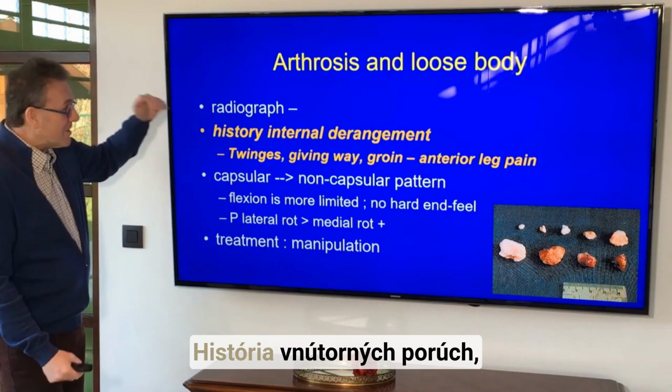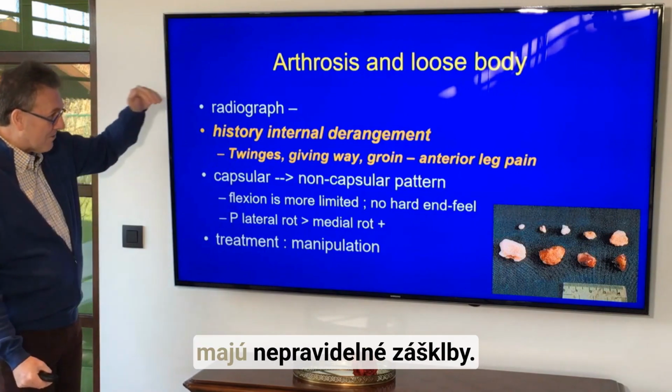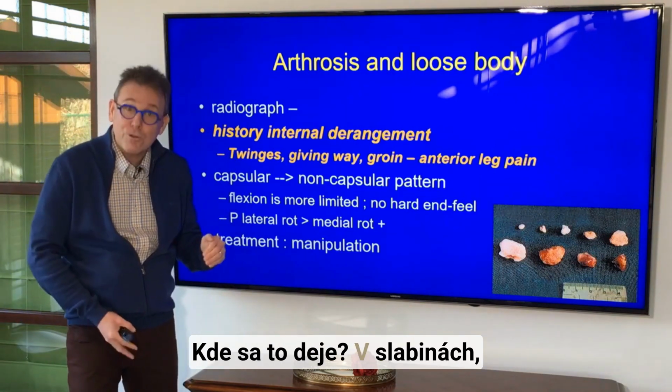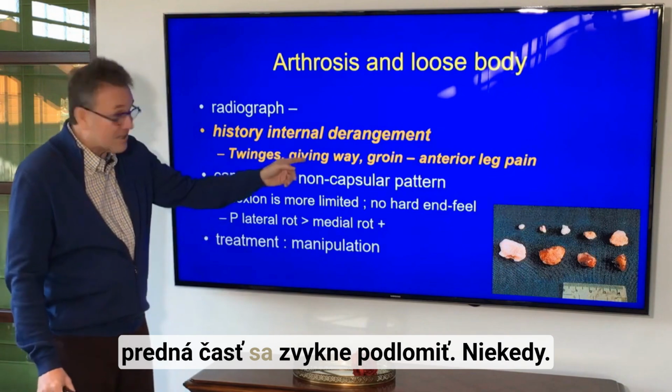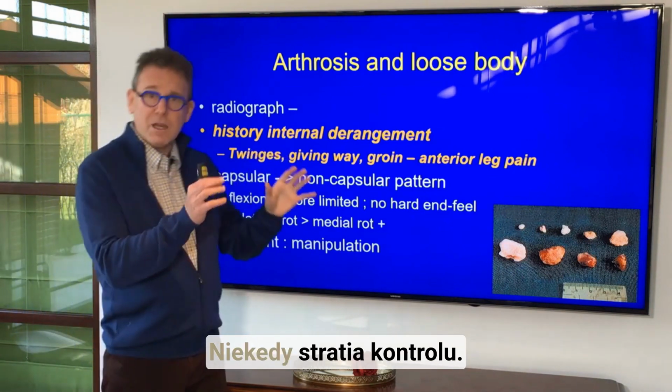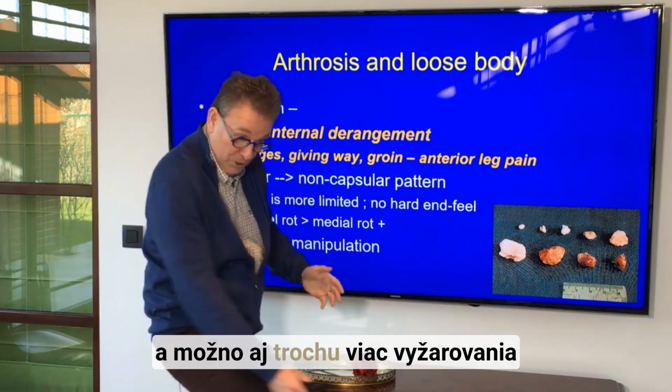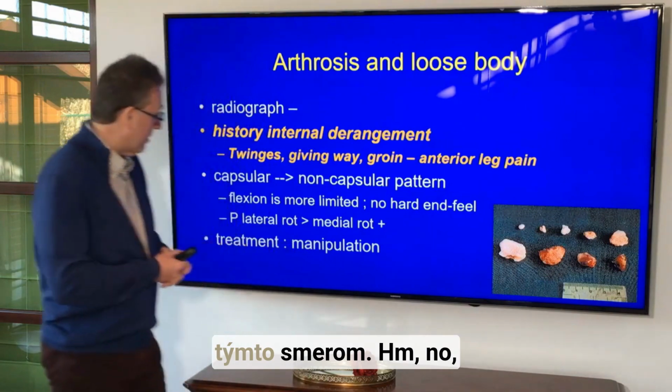The history of internal derangement: they have irregular twinges. Twinges where? In the groin, anterior, giving way. Sometimes they lose control, yeah? And perhaps a little bit further radiation in that direction.